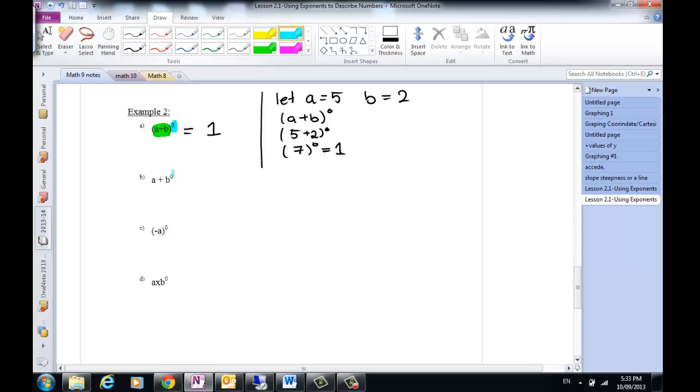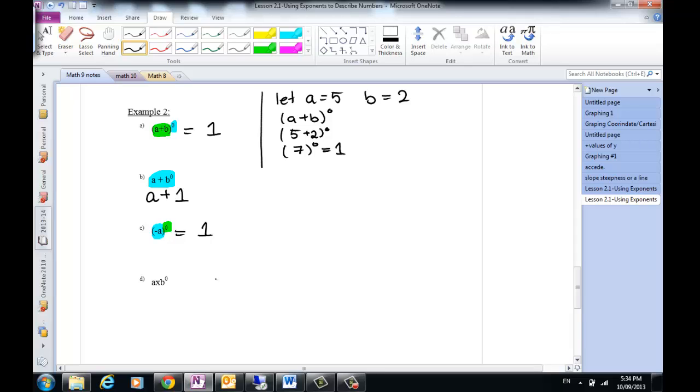All right, next one. I've got a + b to the power of 0 here. Nothing's happening to the a, but anything to the power of 0 is 1. All right, next one. We've got the exponent here is 0. My base, which is inside of this bracket here, is negative a. It's touching the bracket. Therefore, everything inside that bracket is being affected. Therefore, this is 1.